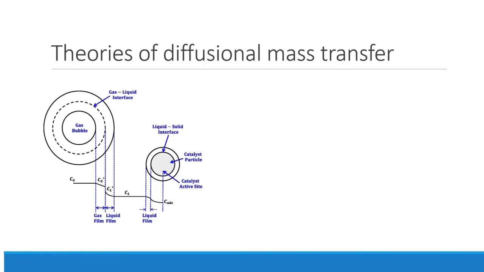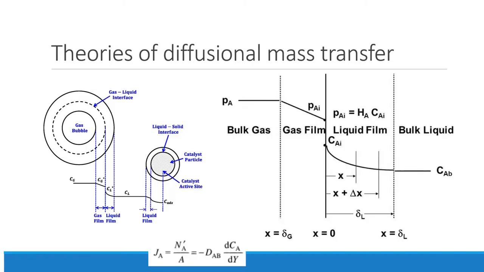The mass flux Ja is given by dividing the mass flow rate by cross-sectional area. Thus, Ja equal to Na dash by A, which is equal to minus Dab into dCA by dy, where Dab is the diffusion coefficient of component A into the bulk of B and is given in meter square per second. Y is the distance measured from lower concentration zone to higher concentration zone. That is, the direction of Y is opposite to the direction of mass flow rate. This equation is known as Fick's first law of diffusion.